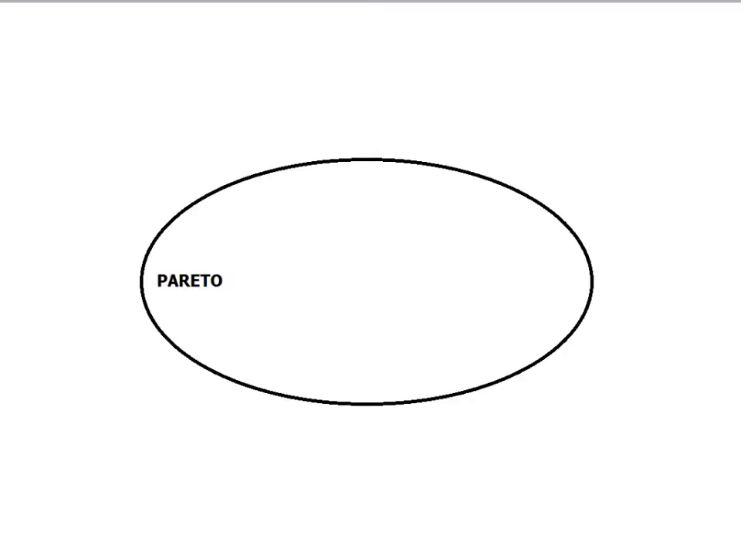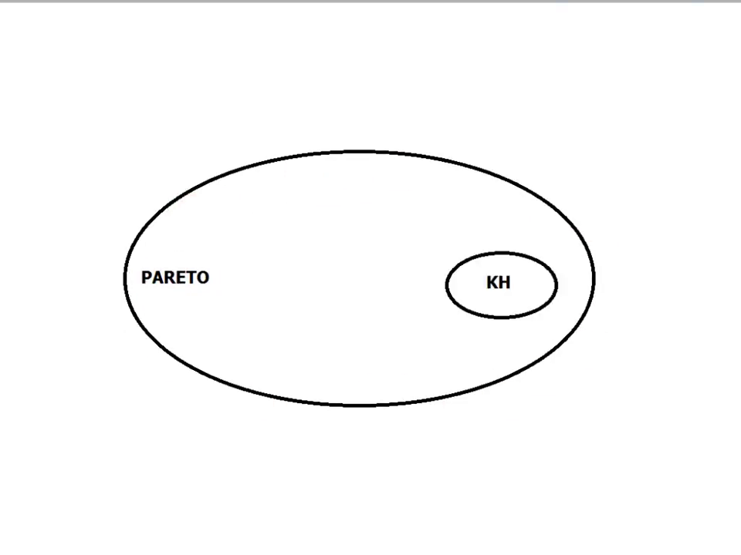Any change within any situation almost always has somebody who you could argue is made slightly worse off. So basically, almost every state of the world should be considered to be Pareto efficient. Pareto efficient states of the world are very large. Kaldor-Hicks efficient states of the world, in contrast to this, are actually quite small.